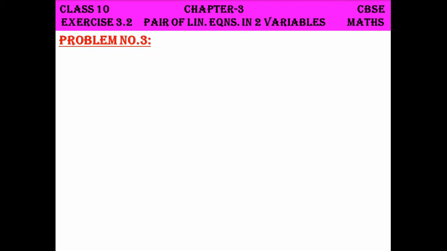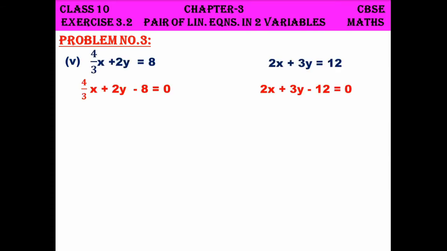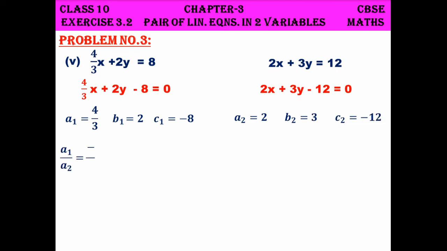Okay. Now we'll see the final pair of equations given. Let's first put them in the standard form. After that, we'll write the coefficients A1, B1, C1, A2, B2, C2. Now we find the ratios. A1 by A2. Here 3 will come to the denominator. So on simplification, we get 2 by 3.